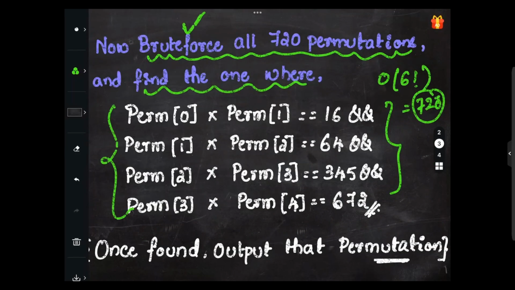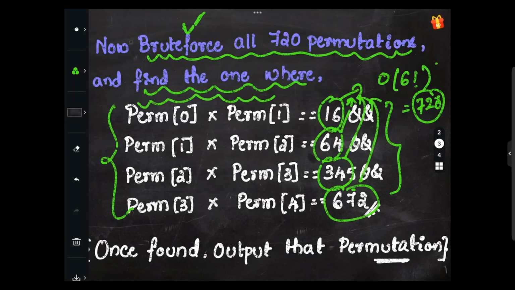So I've directly showed you the solution. Don't get confused here. Now we'll brute force all the 720 permutations, and we'll find the one where permutation of 0 into permutation of 1 will lead to 16, 64, 345 and 672, because this is given in the output. These numbers are given in the input, right? So this one we have to get by this one.